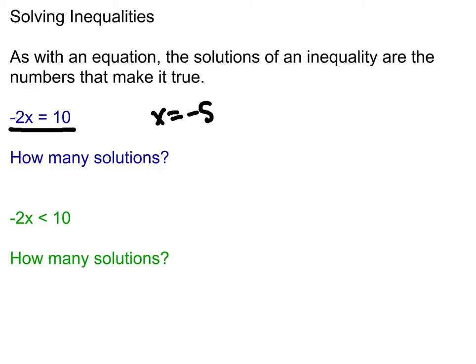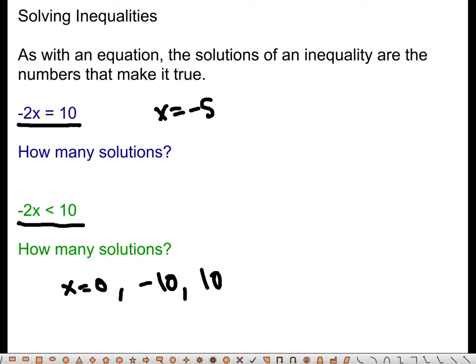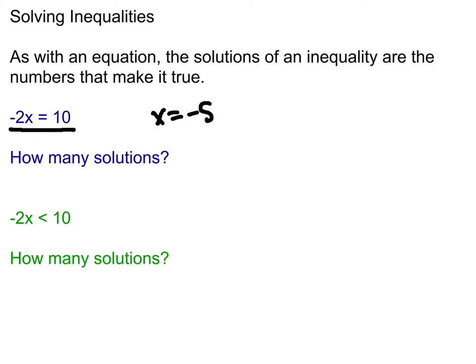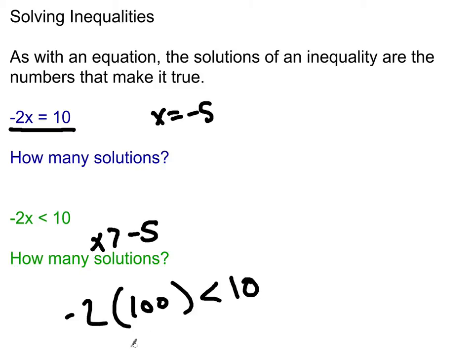How many solutions are there to this equation? There's an infinite number of solutions. If x was 0, then this statement would be true. If x was -10, then this statement would not be true. If x was 10, then the statement would be true. And in fact, if we solve this by dividing by -2 on both sides and flipping this sign, which we'll talk about in just a second, any x value that's greater than -5 will make this a true statement. So if you plugged in 100 and multiplied it by -2, that's a value that would be less than 10. -200 is less than 10. It makes the statement true.